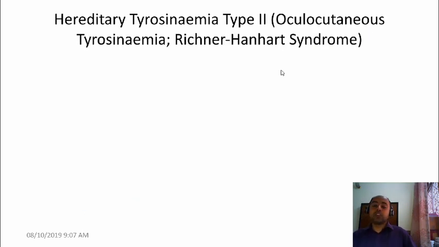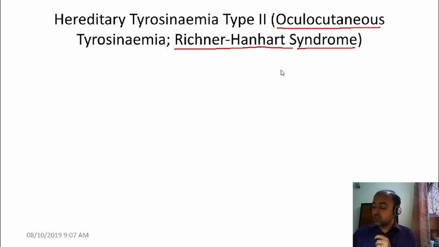Okay, the tyrosinemia type 2 I told you has an additional name also. That name is the Richner-Hanhart syndrome. This is a very important name, very commonly asked. The Richner-Hanhart syndrome, also known as the tyrosinemia type 2. Due to the involvement of features, it is called the oculocutaneous tyrosinemia.